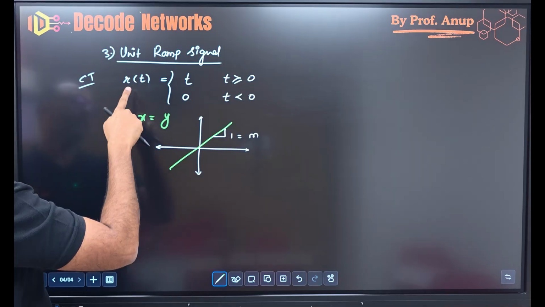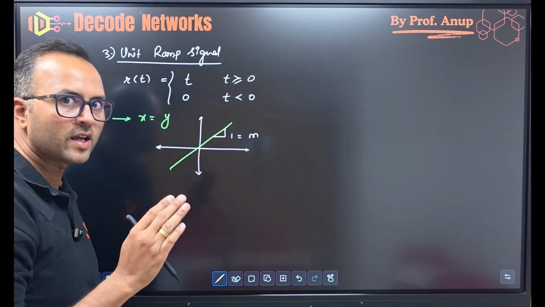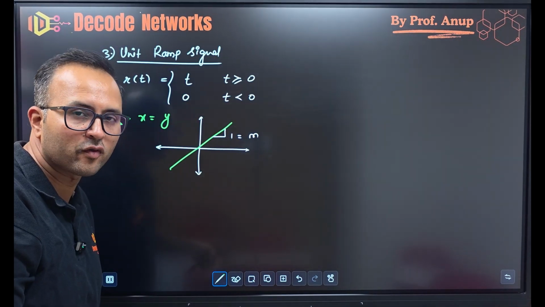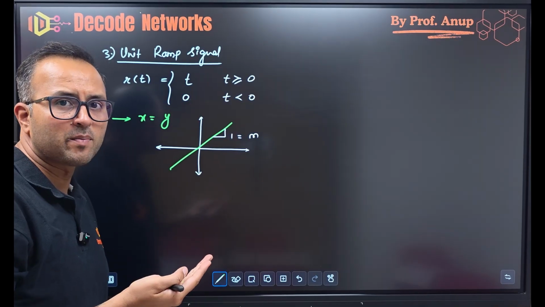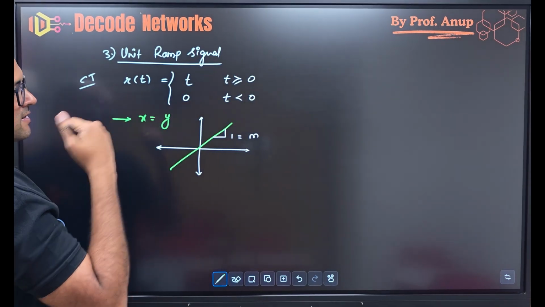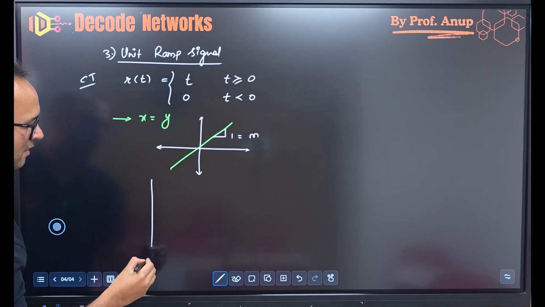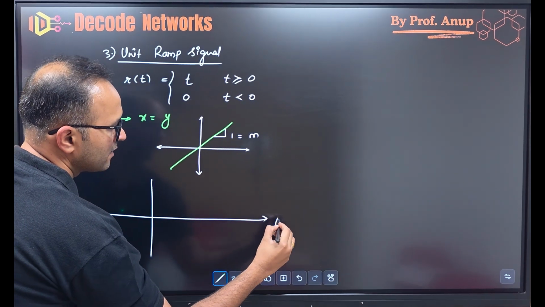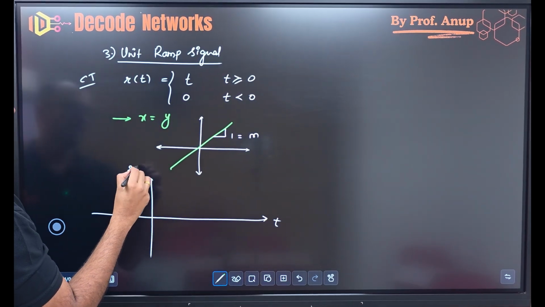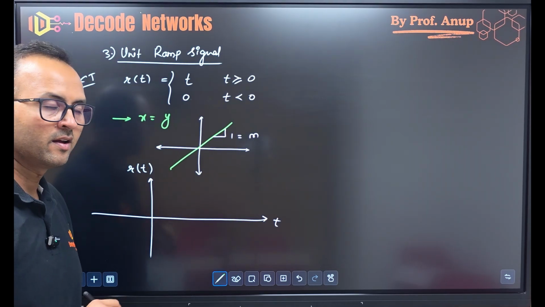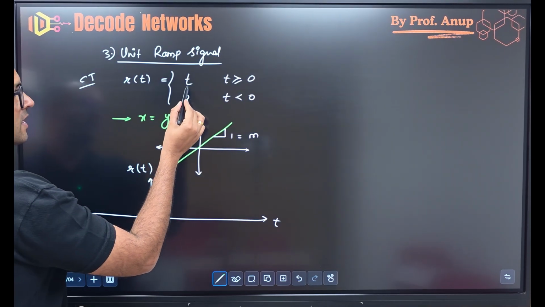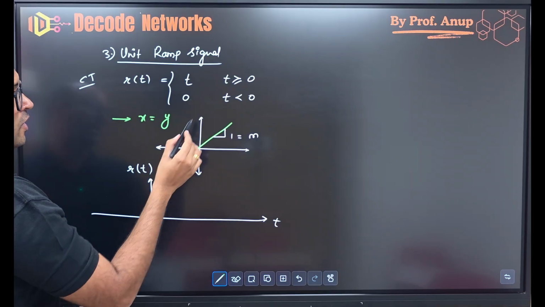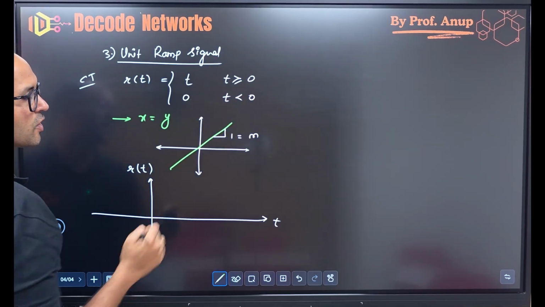Now if you see carefully, R of t is the y-axis, where you represent amplitude. T is the x-axis. So when we make this signal, we make it in this manner. This is t, this is R of t. Okay, understand? This is R of t equal to t only at t greater than 0.